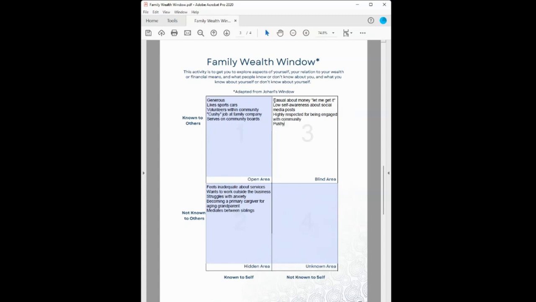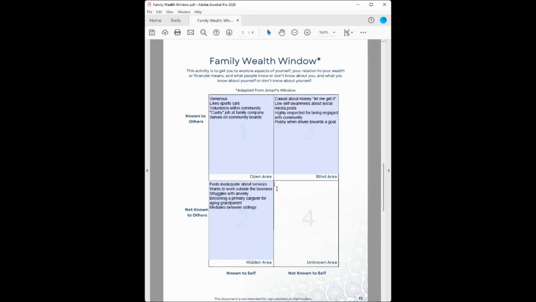Finally, the 4th quadrant represents the unknown area. This area is unexplored and includes things that are not known to the client or to others. This area can include information, feelings, capabilities, and the like that are not yet visible. In the future, the hidden can be teased out through self-exploration and open communication with others.